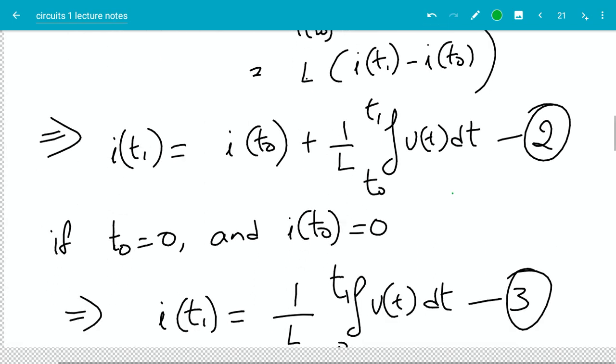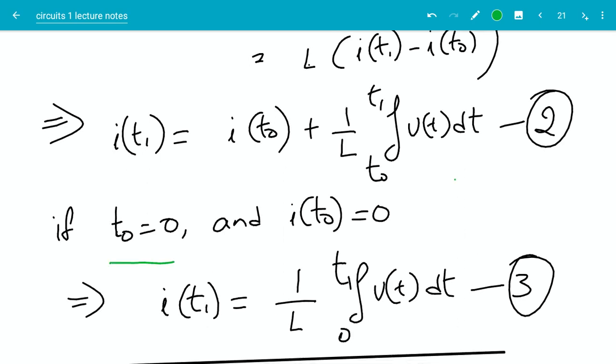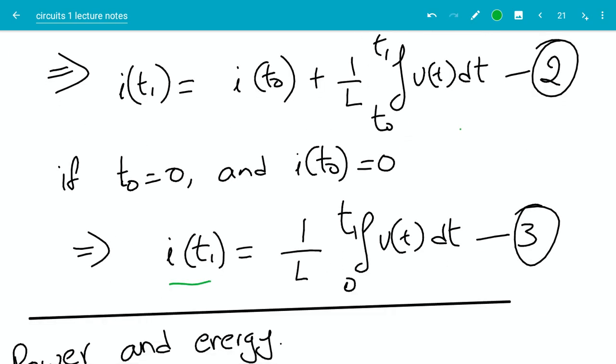Now let's say t0 is equal to 0, meaning I'm starting at time 0, and the current at time 0 is equal to 0. If I substitute these values in the above equation, I get i(t1) is the integral from 0 to t1 of v(t) multiplied by 1 over L. So if you're given the voltage as a function of time across the inductor and want to find the current as a function of time, you can just integrate the voltage.